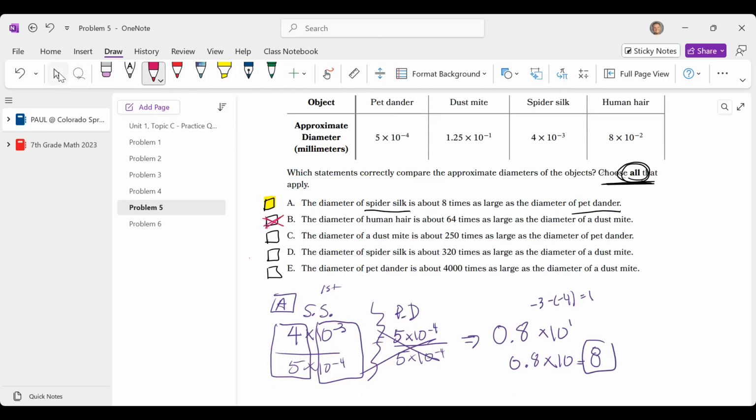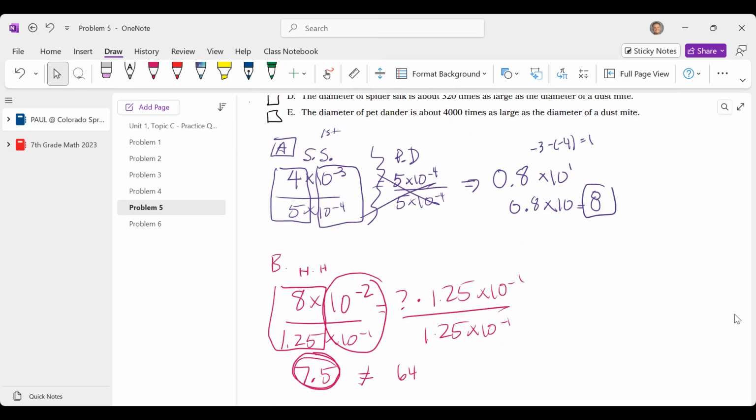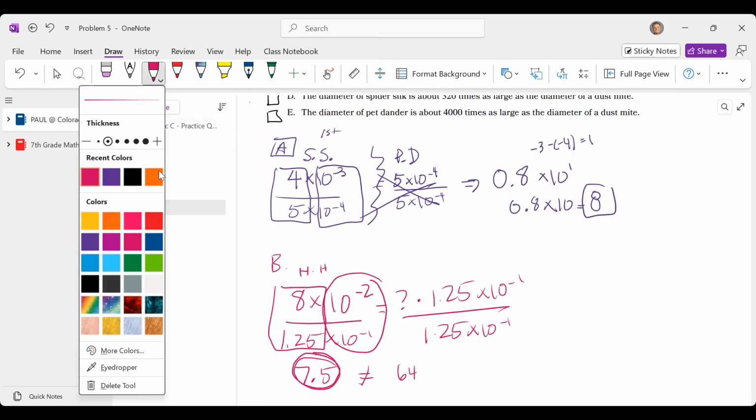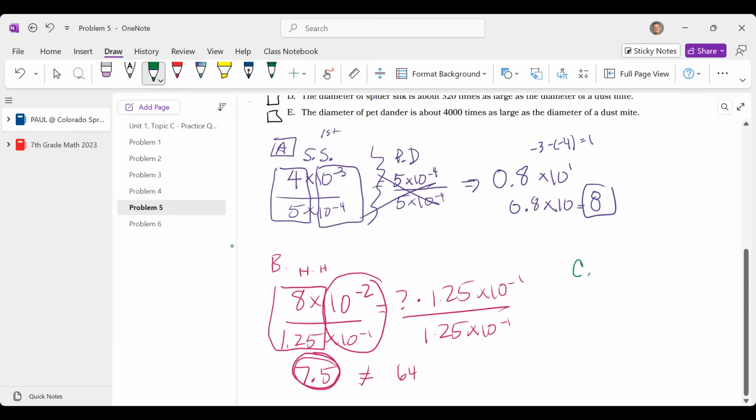Okay, so now we got to continue. I know this is a lot of work that goes into it, but if we're investing this much time on the video, then I would assume that probably means that we would need to invest that much time on this question for our quiz. Okay, so now we're going to head into letter C. Letter C is about the diameter of a dust mite and of pet dander. We're comparing those two. So we've got dust mite and we are comparing that to pet dander.